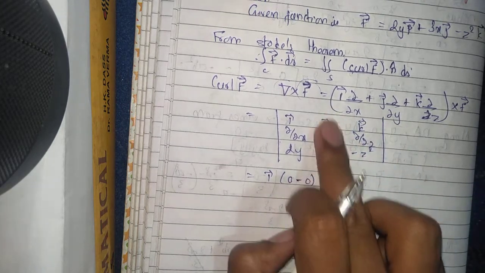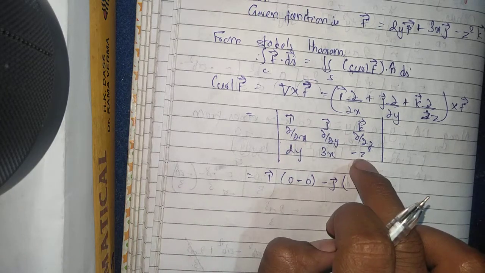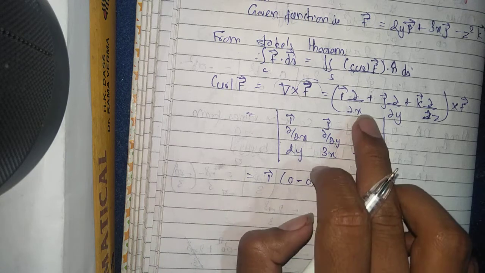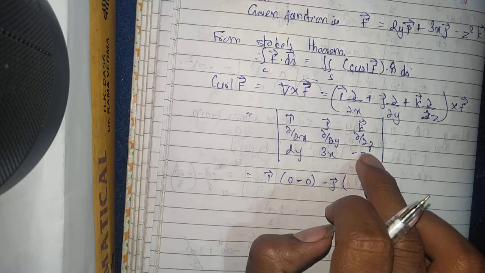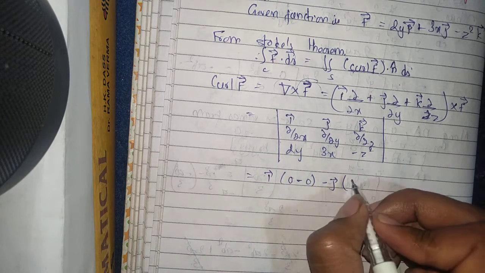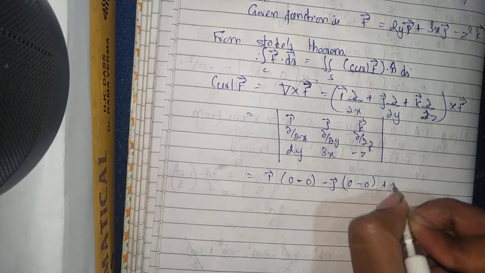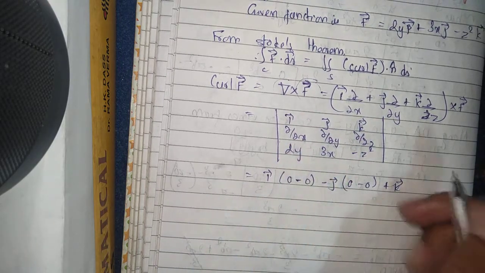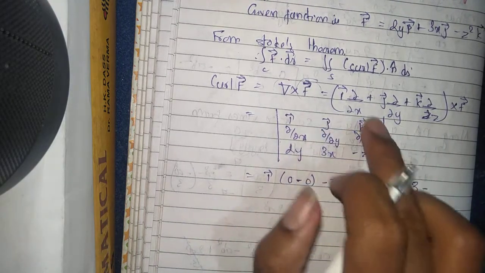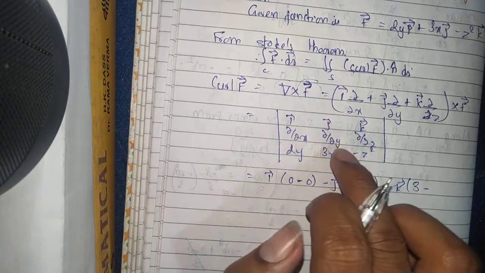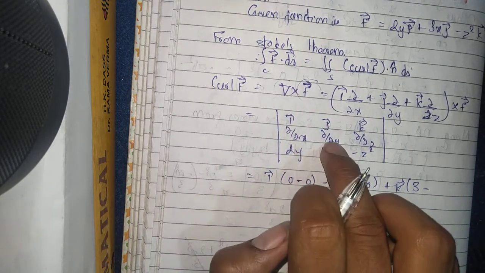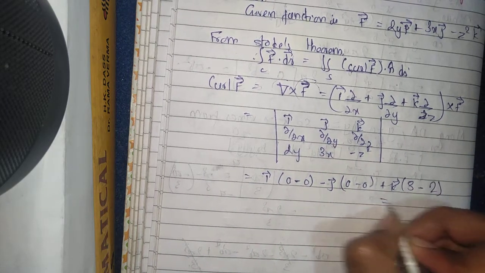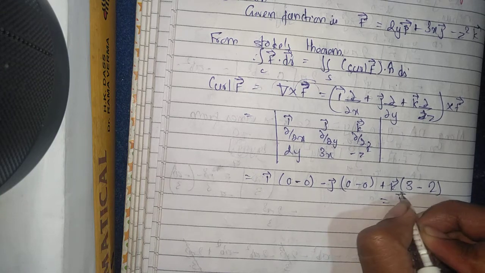Similarly, the partial derivative of minus z square with respect to x minus the partial derivative of z, the partial derivative of 2y with respect to z gives 0, minus 0, plus k vector, the partial derivative of 3x with respect to x is 3, minus the partial derivative of 2y with respect to y, which is 2. So 3 minus 2 equals 1, equals k vector.